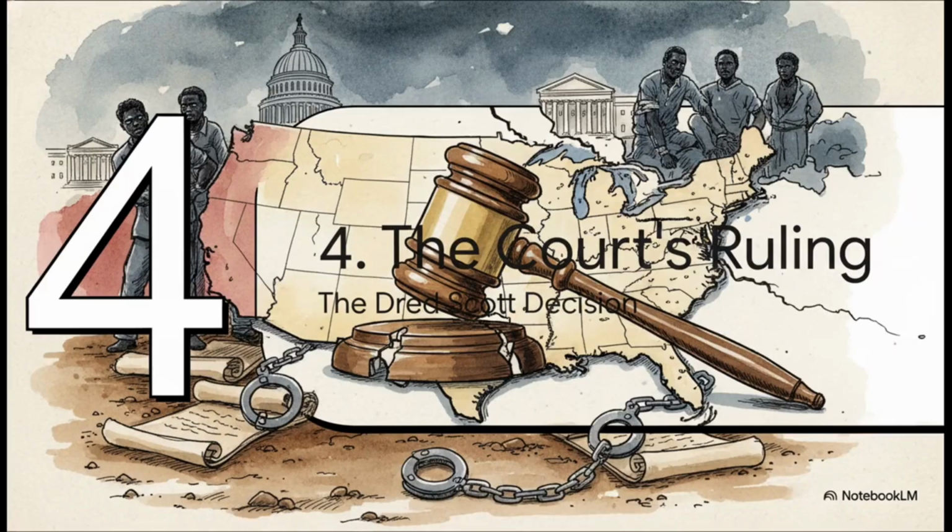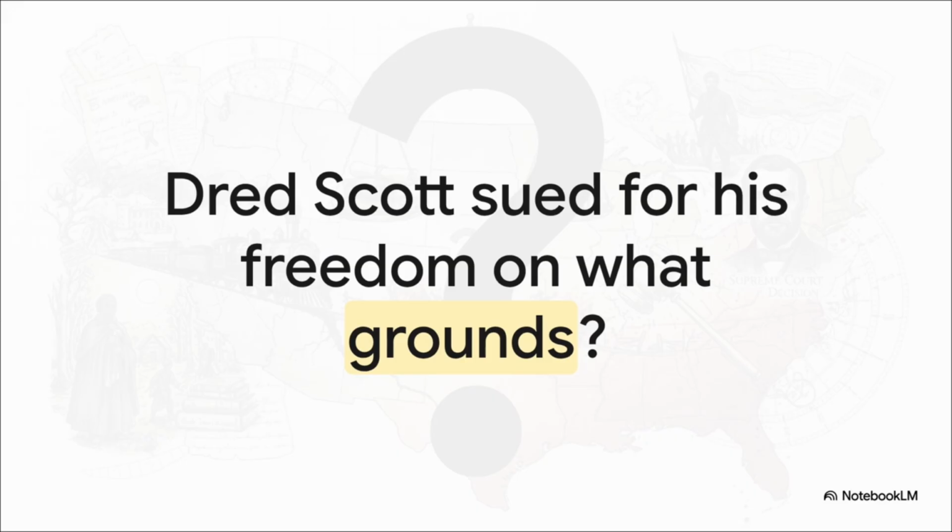So the battle had been fought in Congress and out on the plains of Kansas. Now the whole fight moved to the highest court in the nation. In 1857, the Supreme Court handed down a decision that was an absolute bombshell, and it made the crisis so much worse. The case was all about a man named Dred Scott. So, on what grounds did he sue for his freedom? Well, Scott argued that because his owner had taken him to live in the free state of Illinois and the free territory of Wisconsin, he had legally become a free man. It seems pretty logical, right?